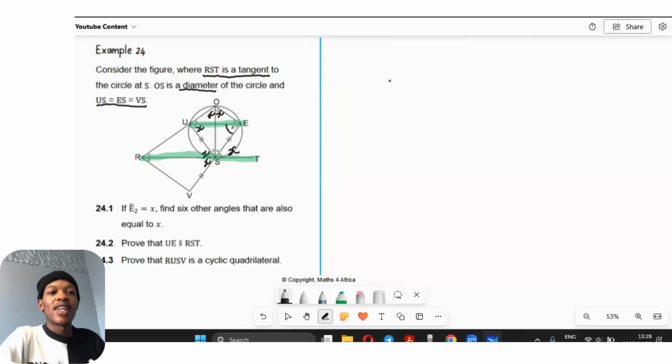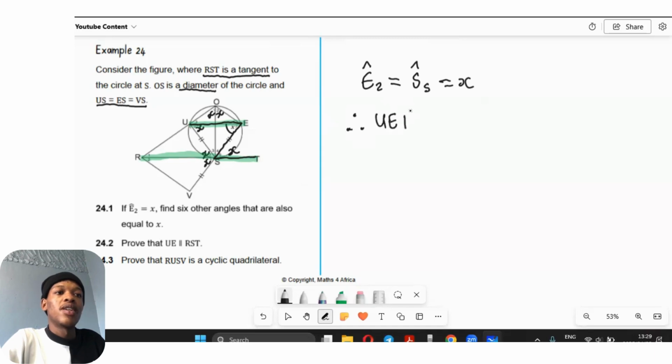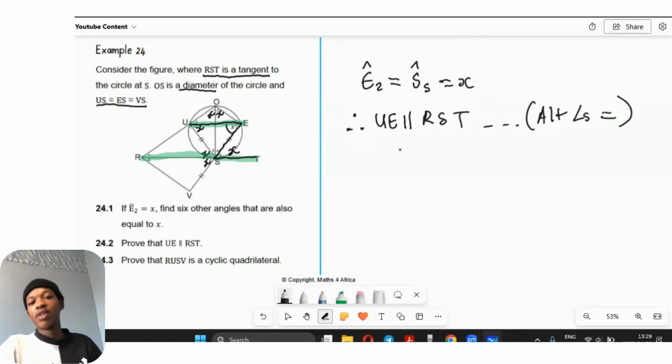Obvious. We've just proven that S5 is equal to X. And then also we have E2 as X. So are these angles forming a Z? Yes, they are forming a Z. So we can then say angle E2 is equal to angle S5, and they are both equal to X. Therefore, UE is parallel to RST. Why? Alternating angles equal. So that is why.